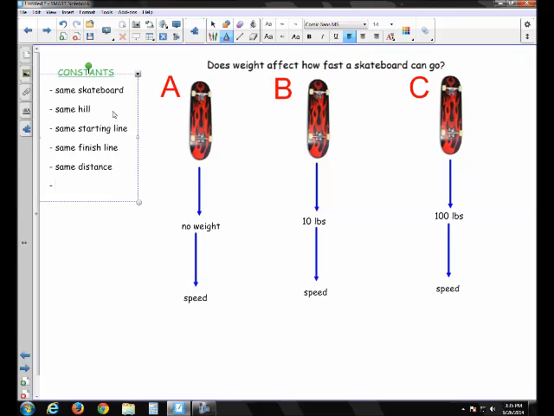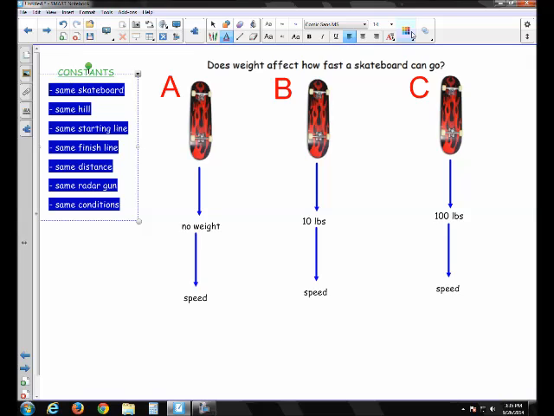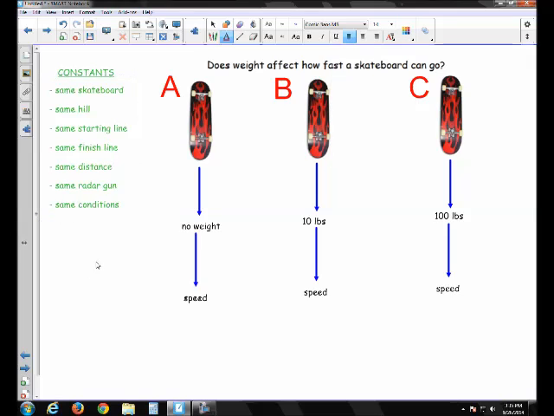Since we said we were going to use a radar gun, we could really go crazy with this and say, yeah, we're going to use the same radar gun to measure the speed of the skateboards. And there's probably other things we could think of, like the same weather conditions. So we would like to do it all the same day and not on different days where it might be windy or something like that. We don't want any of that to affect our experiment. And so all of these are constants, things that we want to keep the same for trial A and trial B and trial C.